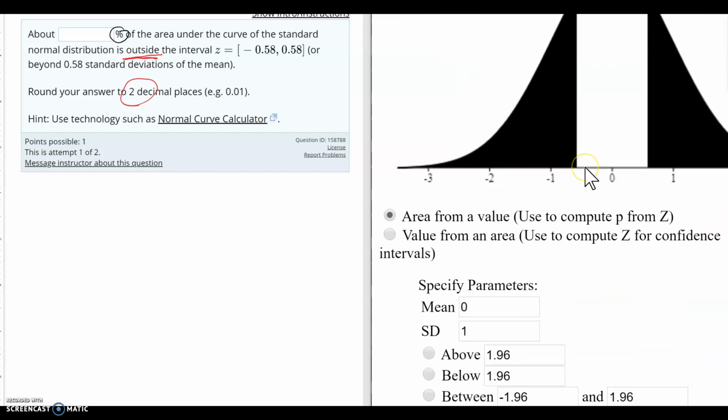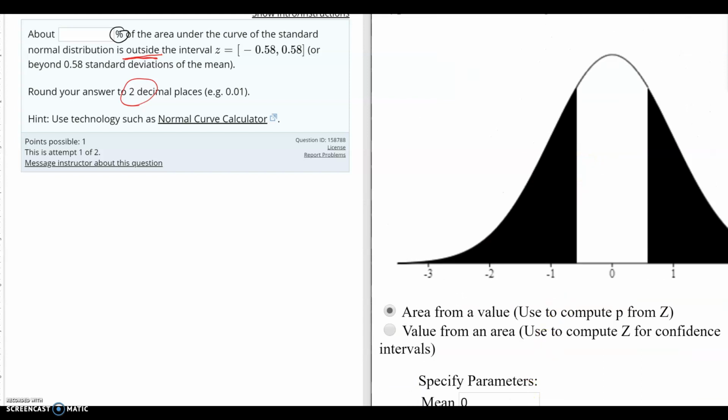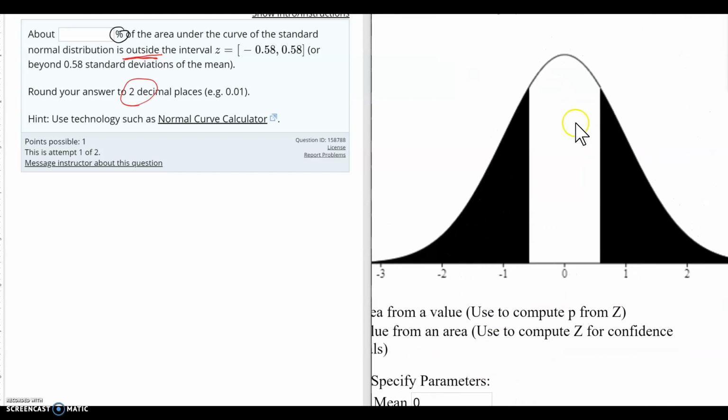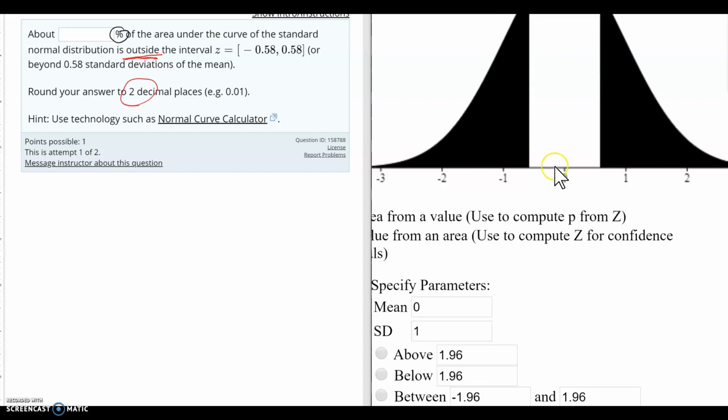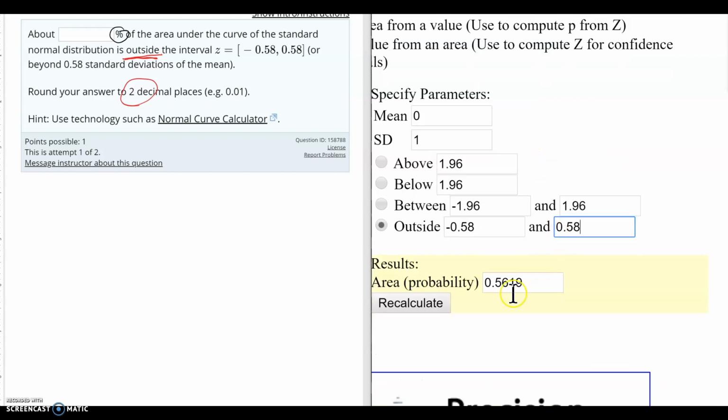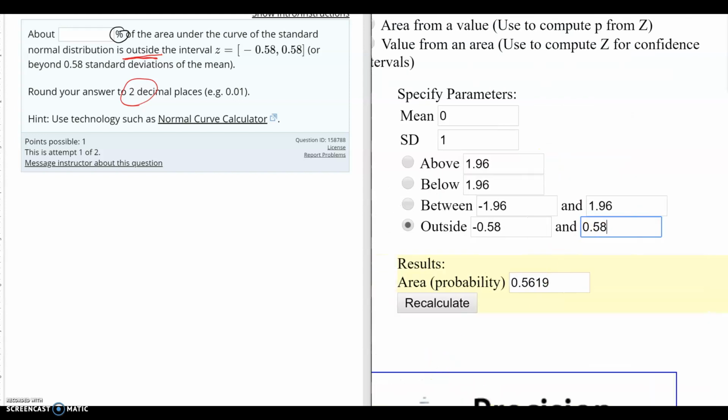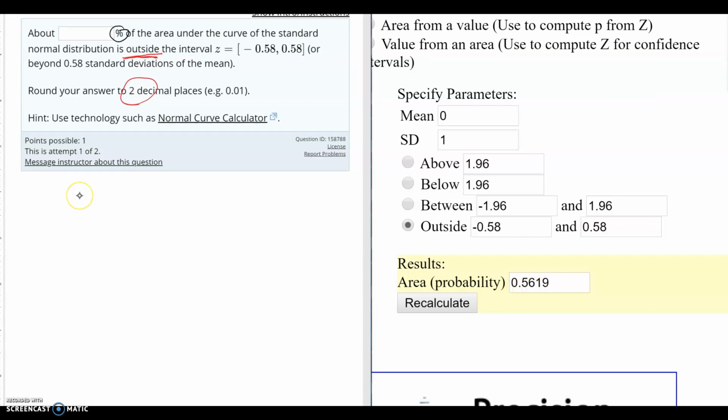And if you look at the picture, unfortunately I've been forgetting to show you the picture of what happens. Basically what it's saying is I want the area outside of negative 0.58 standard deviations and positive 0.58 standard deviations. So I want the area on both sides. That black area, if you add it up, comes out to be 0.5619.